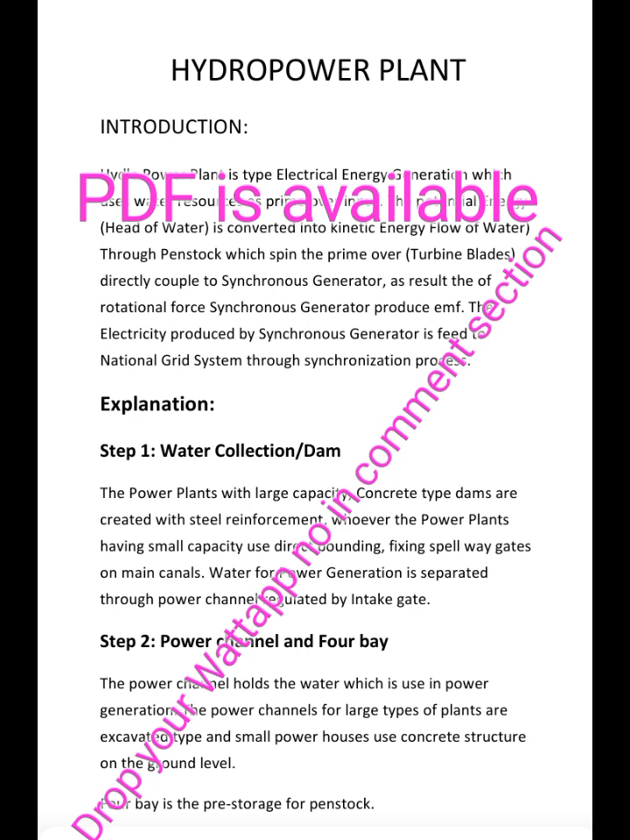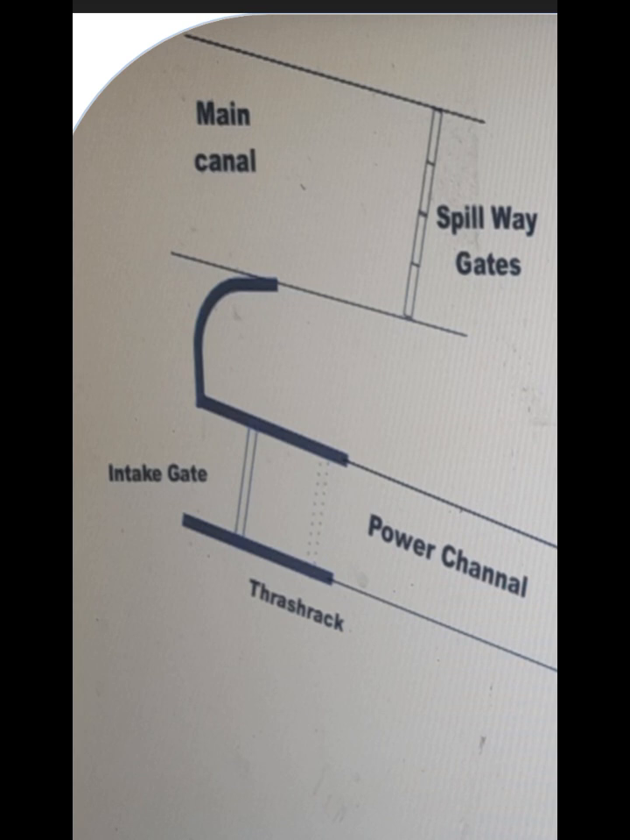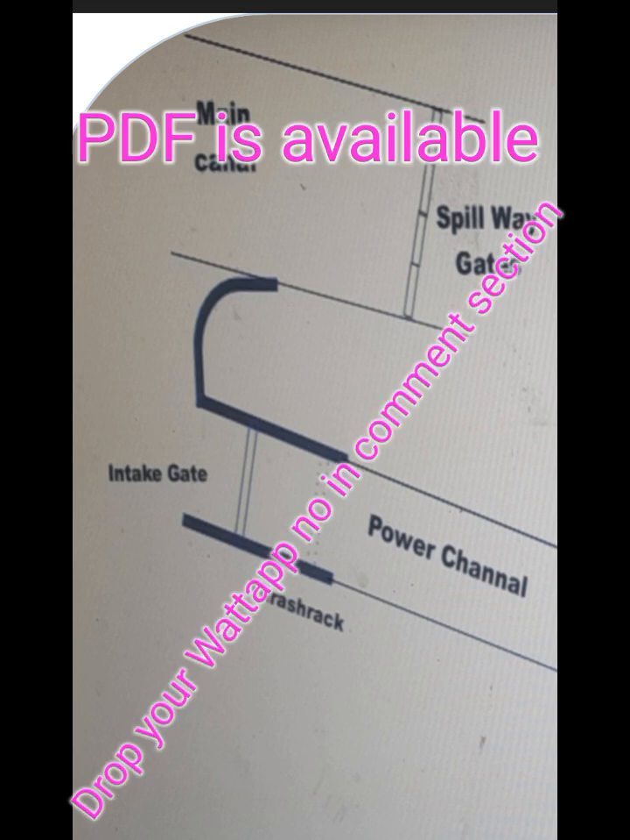Explanation. Step 1. Water collection, dam. For power plants with large capacity, concrete-type dams are created with steel reinforcement. Whereas power plants with small capacity use direct ponding, fixing spillway gates on main canals. Water for power generation is separated through the power channel regulated by the intake gate.